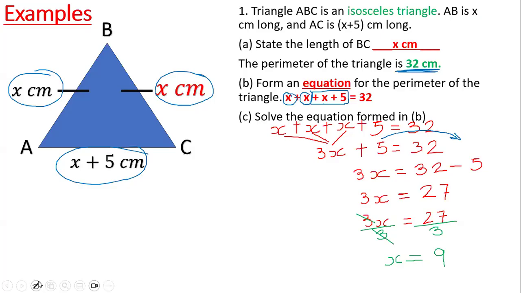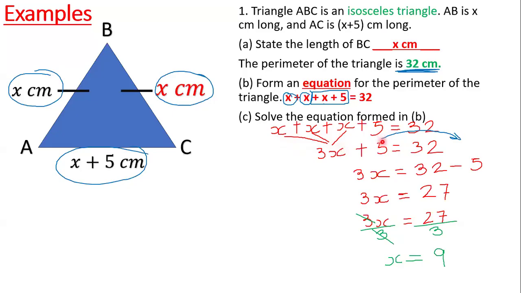So therefore we have X plus X plus X plus X plus 5 is equal to 32. That's what we have at this first instance. But we have to simplify it first, and then form the equation in B. So let's simplify it. What is X plus X plus X, class? That's gonna be 3x. Very good.